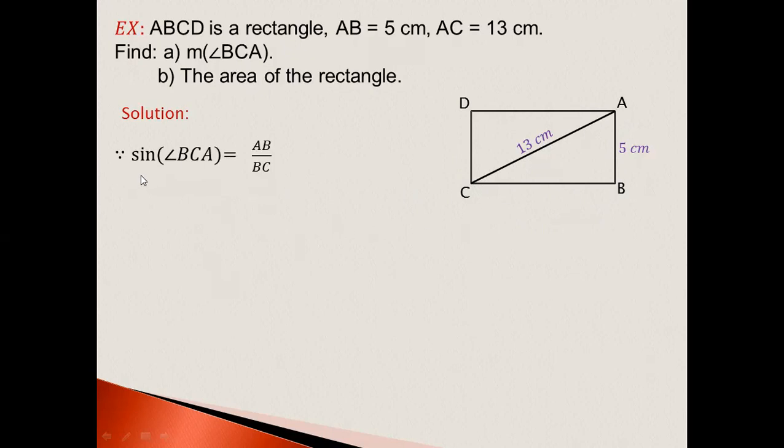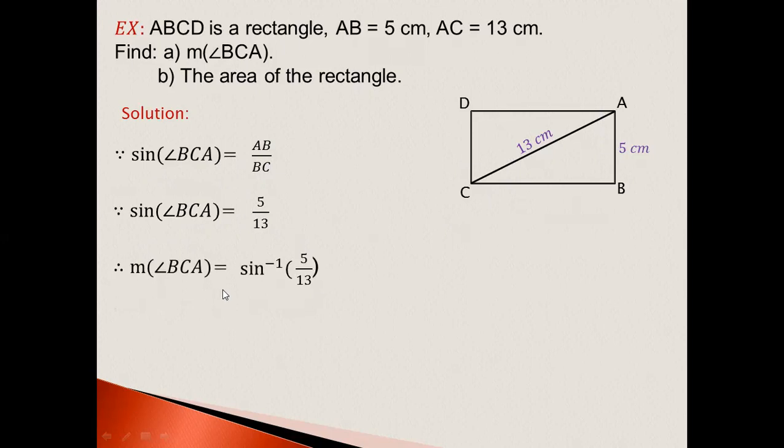That means since sine of the angle BCA equals the ratio between AB and AC, sorry, it must be the hypotenuse AC, not BC. That means sine of BCA equals 5 over 13, because the opposite side of the angle BCA is 5 and the hypotenuse is 13 centimeters.